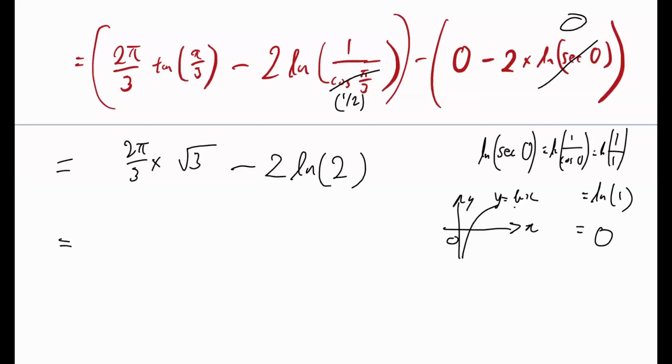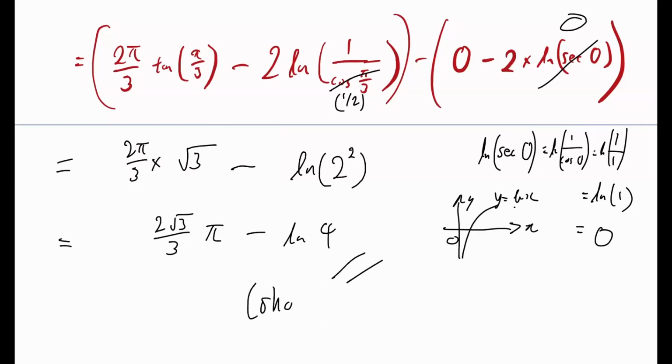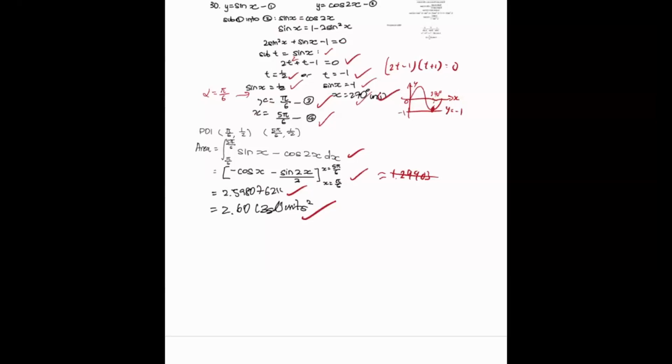Okay, just to modify it a bit more, this 2 can go up over here as a power, right? But change it to a small power, then we get ln 4. 2 root 3 over 3 times pi minus ln 4. Is that okay? Okay, good. That is this part. Wow, running out of time.